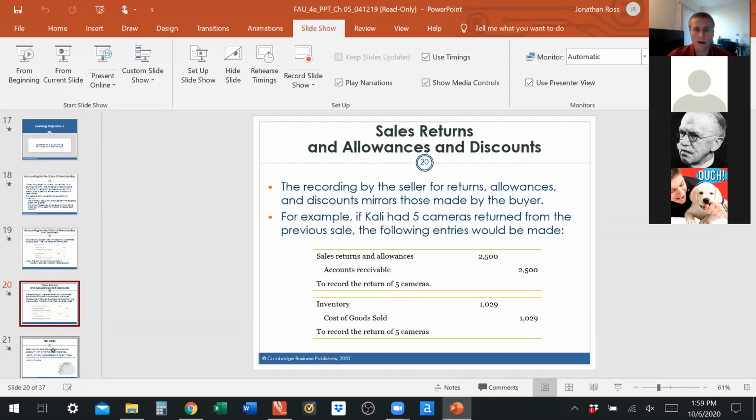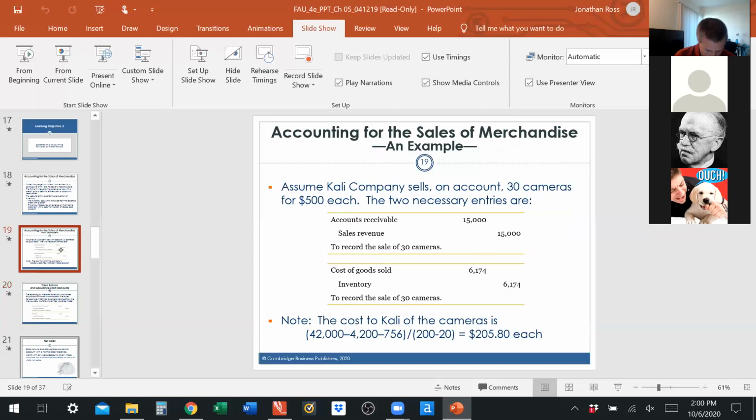Suppose Callie had 5 cameras returned from the previous sale. So they sold 30, right? And suppose the customer returns 5 of them to Callie. We have to make 2 journal entries if we are a perpetual inventory company. If we're a periodic inventory company, we only have to make 1, right? These 2 journal entries undo a portion of the original journal entries that we made right here.